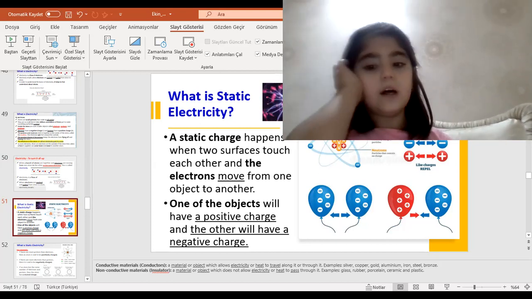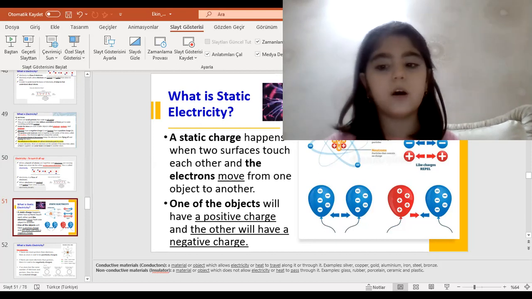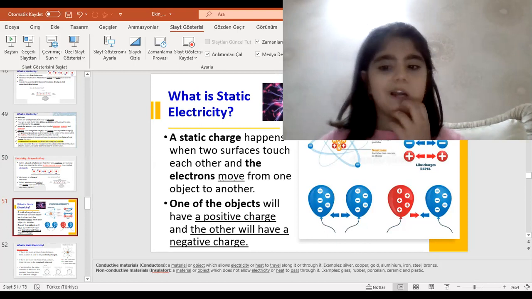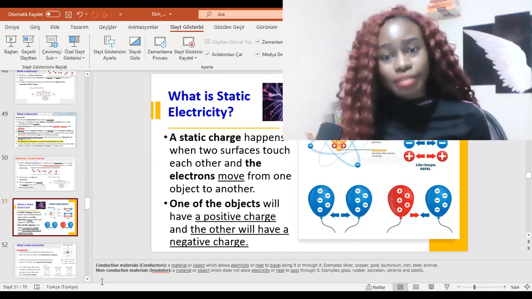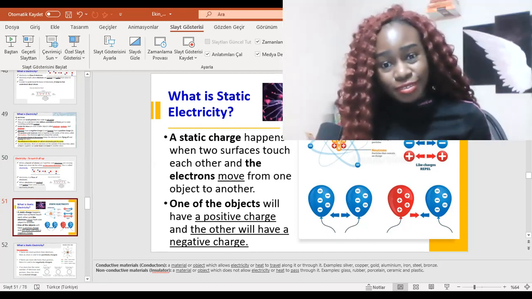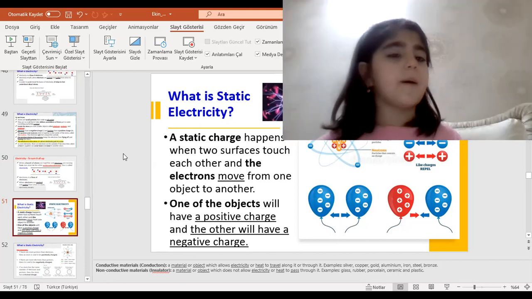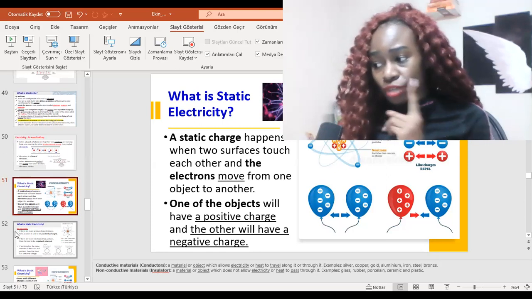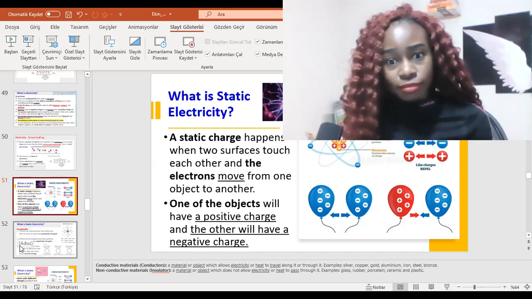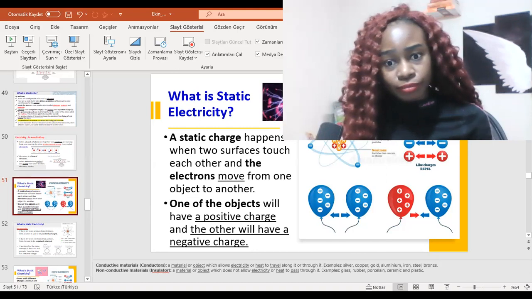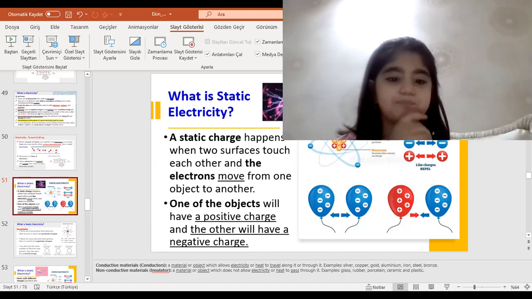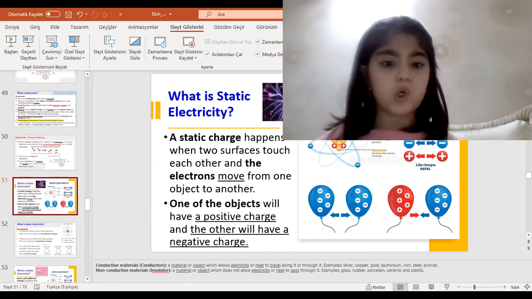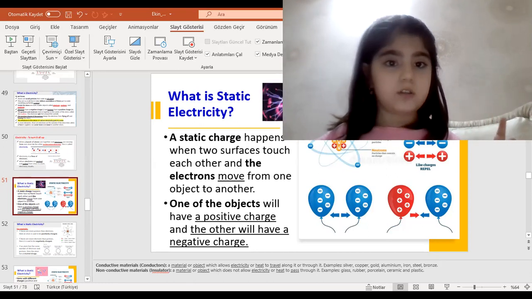For example, glass, rubber, porcelain. How do you pronounce that? Porcelain. Yes. Ceramic and plastic. These are insulators. Wait, what about wood? Where does it fall? Let me check it.